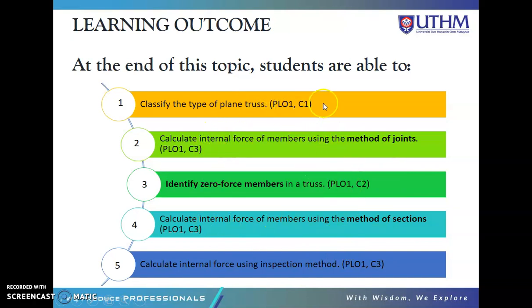You should be able to first classify the types of plane trusses, and calculate the internal forces of members using the method of joints. Then you should be able to identify the zero force members. Fourth, calculate the internal forces of members using the method of sections. And lastly, calculate the internal forces by using the inspection method.